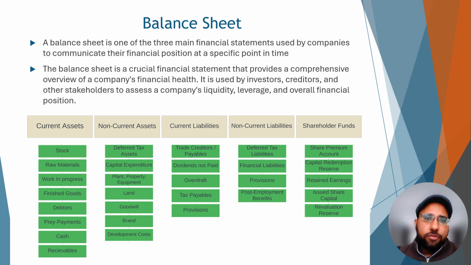And finally, we will have shareholder funds, also known as shareholder equity or owner's equity. This in essence represents the net worth or the value of a company that is attributable to its shareholders. Okay, it's in a sense the amount of money that would be returned to shareholders if all the company's assets were liquidated and all its debts and liabilities were paid off. How much would the shareholders get back?